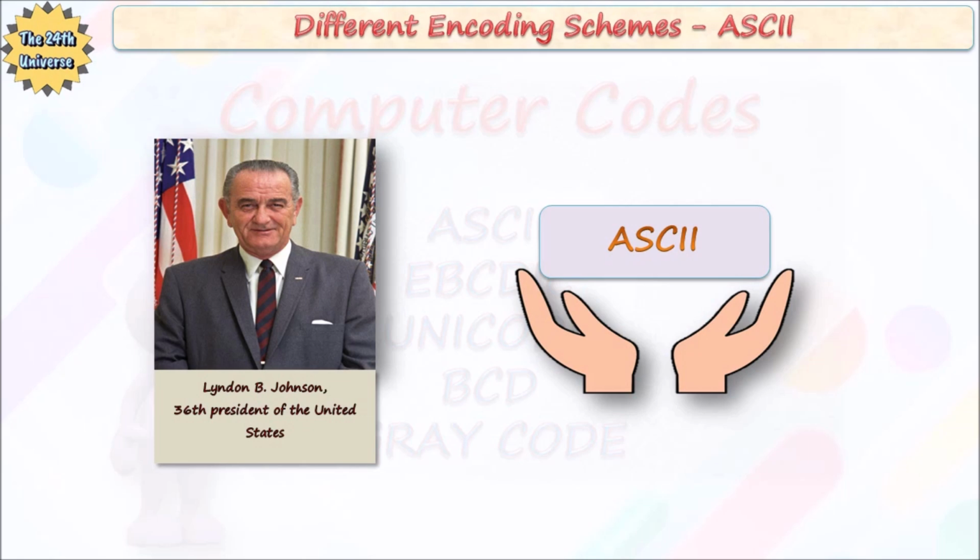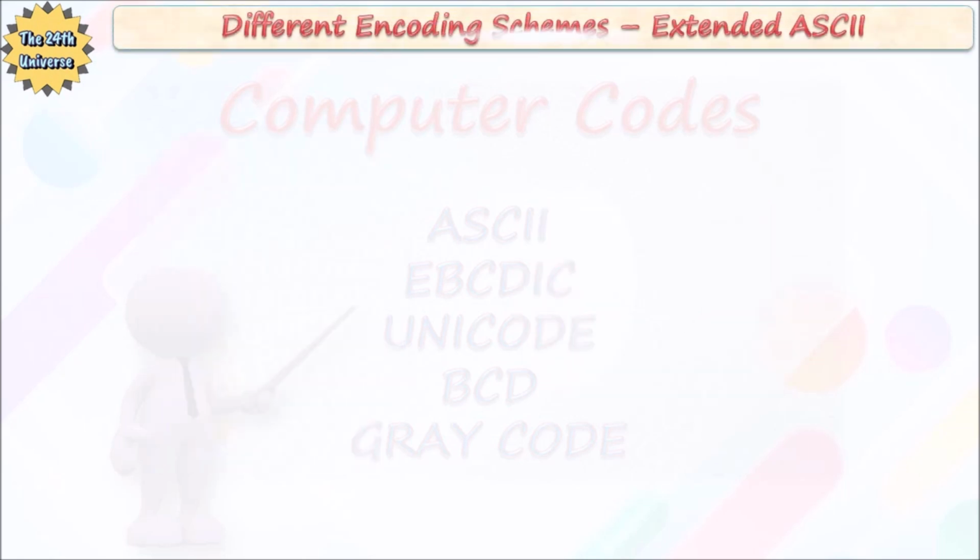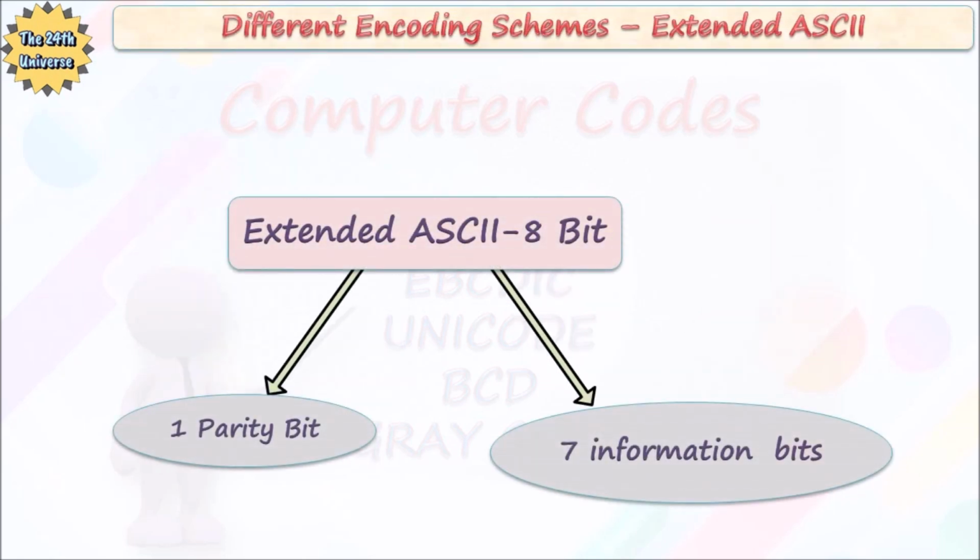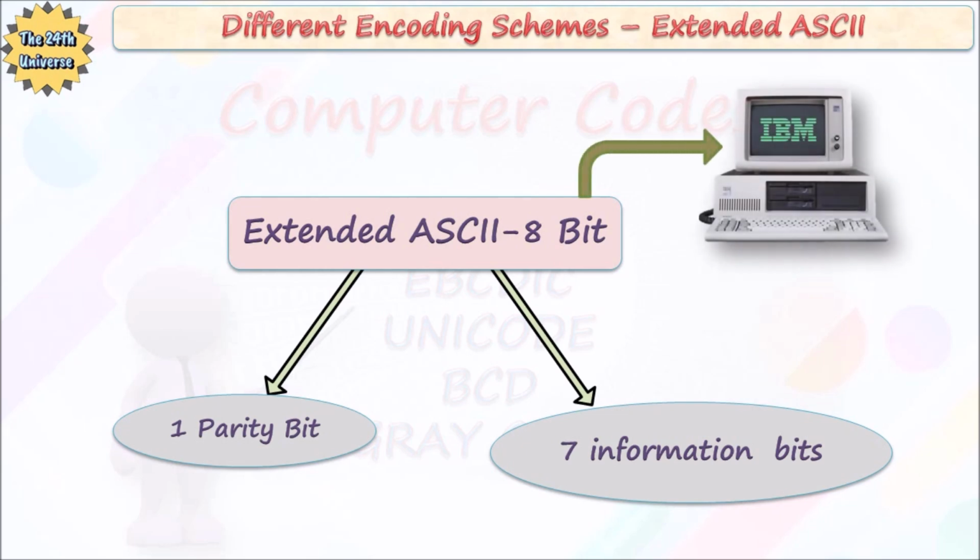Consequently, ASCII underwent improvisation and was revised for years, and finally came up with extended ASCII that used 8-bit code, which consisted of 7 information bits and 1 parity bit used for error checking or for representing special symbols. So, in 1981, extended ASCII was introduced by IBM and was used in its personal computers and soon became the industry standard.